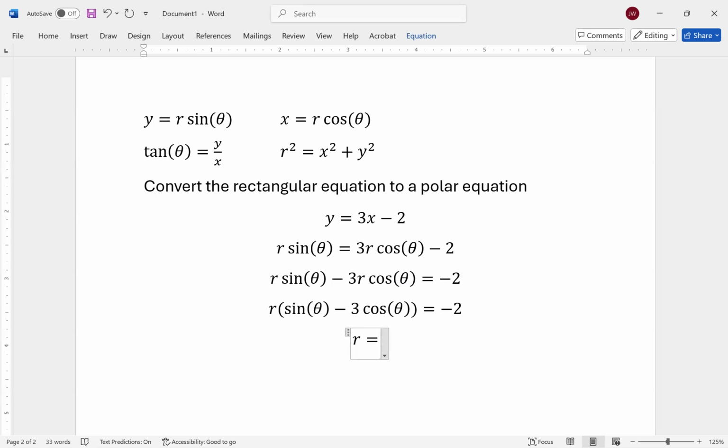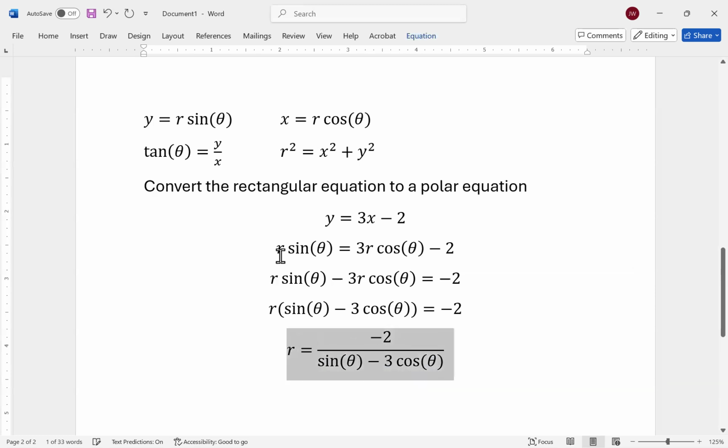This means that I can divide both sides by that big quantity, sine theta minus 3 cosine theta. That'll give me r is equal to the fraction whose numerator is negative 2 and whose denominator is sine of theta minus 3 times the cosine of theta. So we have the line in rectangular form, which is y equals 3x minus 2. In polar form, it is r equals a fraction whose numerator is negative 2 and whose denominator is sine theta minus 3 cosine theta.